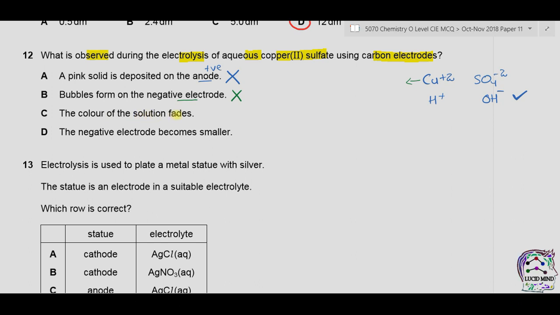Part C. The color of the solution fades. Now in solution we had the color because of the presence of Cu2+. As Cu2+ is moving towards the cathode and getting discharged, the concentration decreases, and the color also starts to fade. Part D. The negative electrode becomes smaller. This is an incorrect statement because the electrode is not getting dissolved. Correct answer is therefore C.